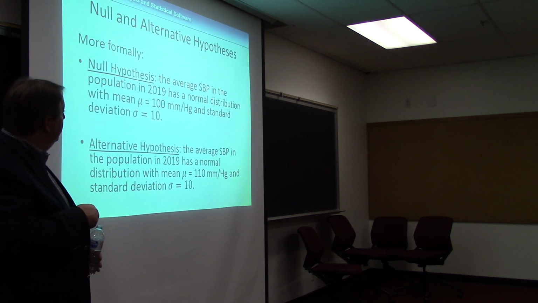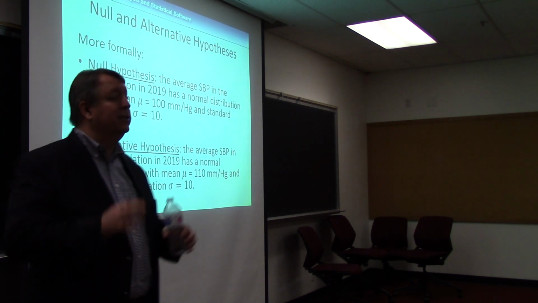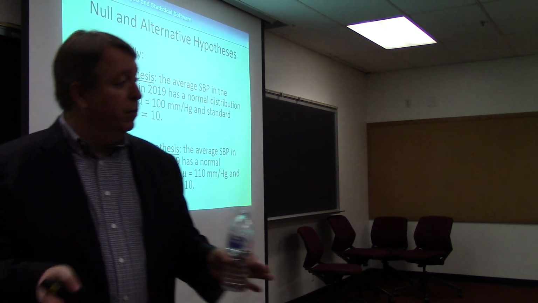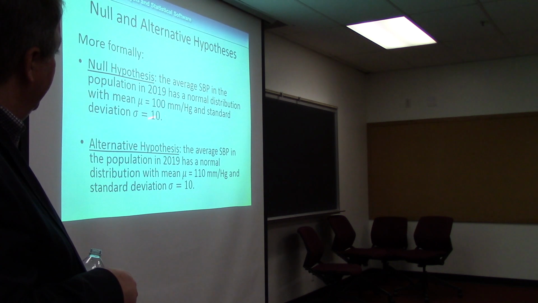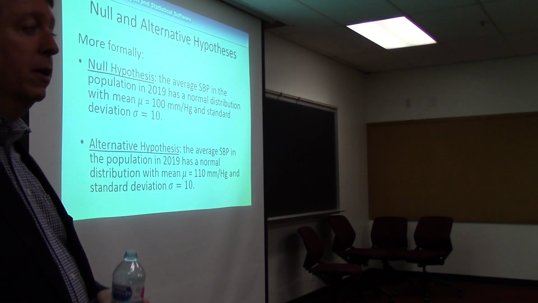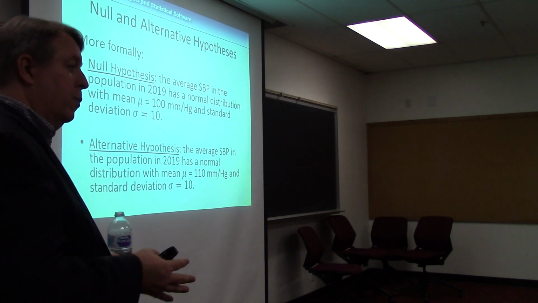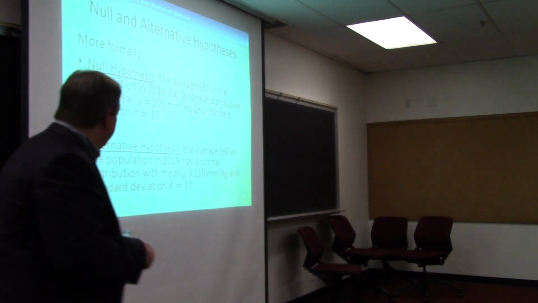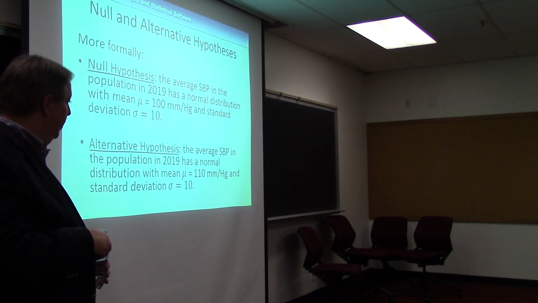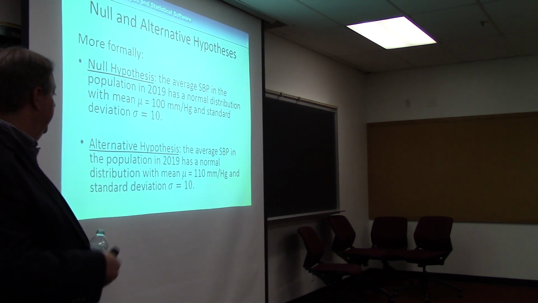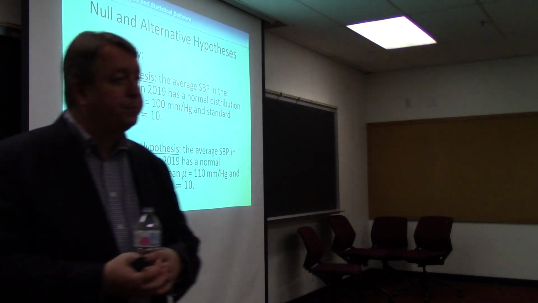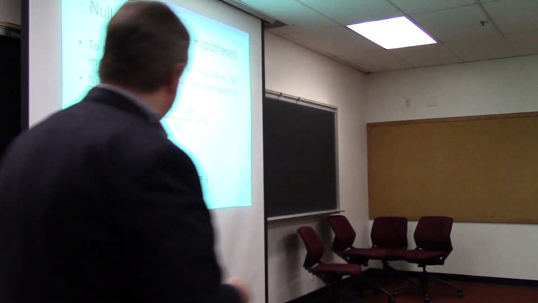Here I would state the null hypothesis as: the average SBP in the population in 2019 has a normal distribution, specifying the distribution of this thing, with a mean of 100 and a standard deviation of 10. That's much more specific than I had before. The last one was a little more informal. For the alternative, I'm also going to be more specific: the average SBP in the population in 2019 has a normal distribution with mean 110 and standard deviation equal to 10. So I've just added a bit of specificity to this.